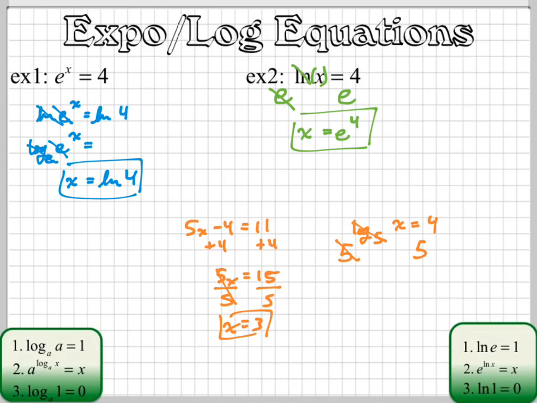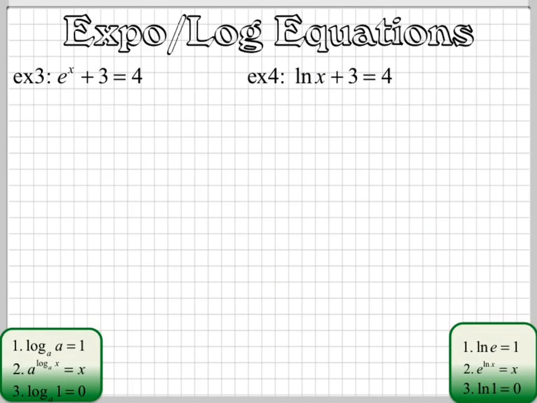And then you're left with x equals 5 raised to the 4th power. And you could simplify that. That's fine, but that's your answer. That's how you get the x out of the logarithm. All right, so here we go.